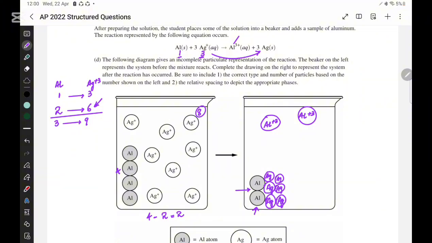So how many silver ions would remain? As the total were 8 and only 6 are converted into silver solid, 8 minus 6 is 2. So only 2 silver ions would remain, Ag positive, 2 silver ions would remain.